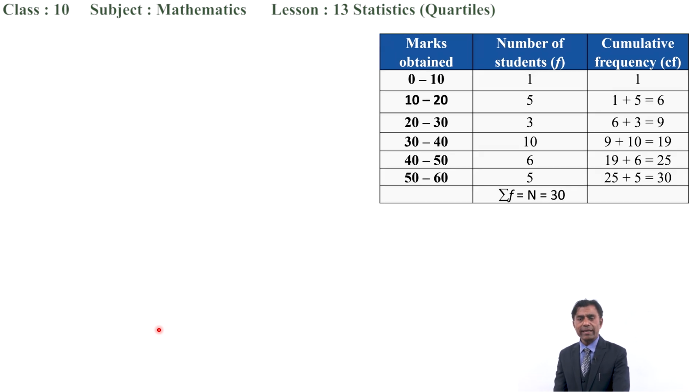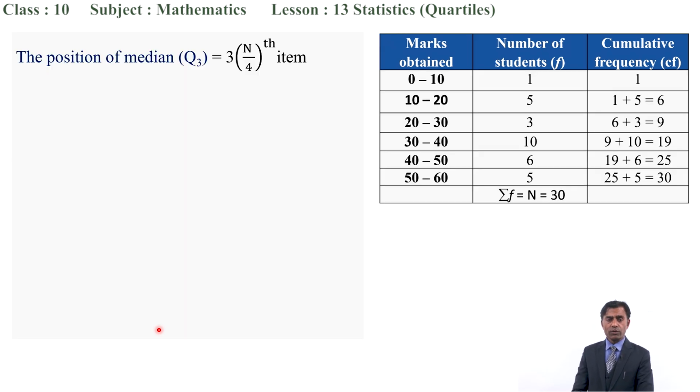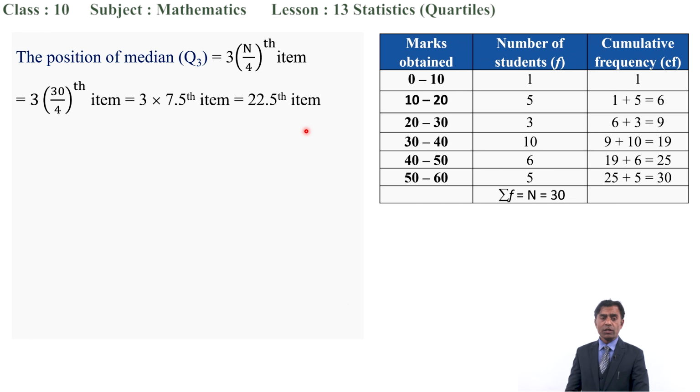Similarly, can we find the third quartile? So the position of third quartile Q3 is equal to 3 times n upon 4. Here it's not the median, it's the position of the third quartile. This is Q3 is equal to the 3 times n by 4th item. So this is 3 times 30 by 4. Simplify, 3 times 30 divided by 4, multiply, I will get the 22.5th item.